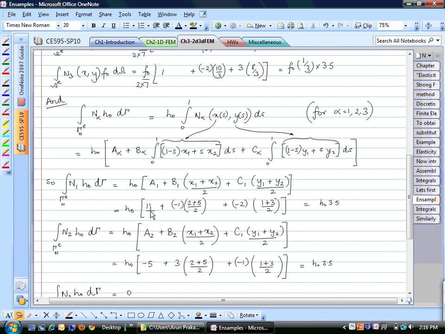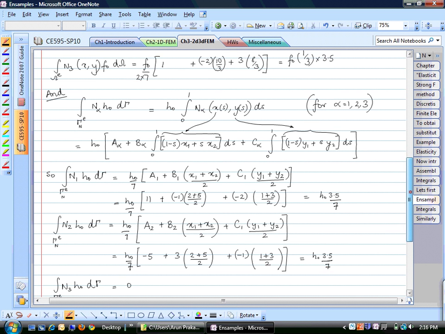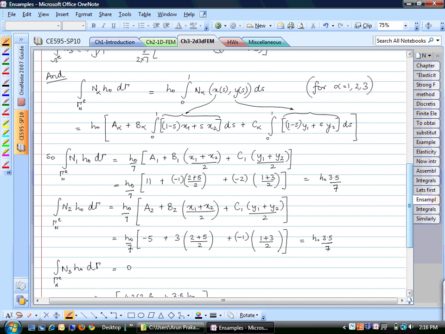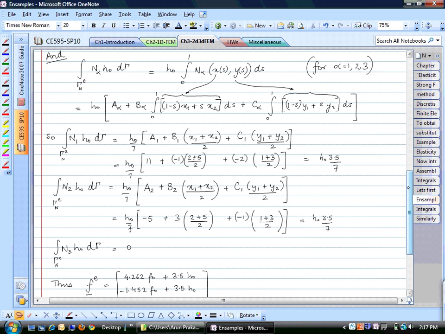And in this case, A1, I think there is a 1 divided by 7 missing somewhere. So these are all 1 divided by 7. Sorry, I think I have made a few mistakes here, but I'll post the corrected version online. And the third component is going to be 0, because the n3 shape function on the third edge is 0.